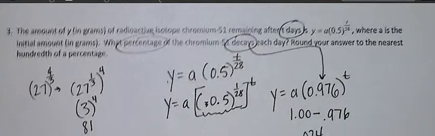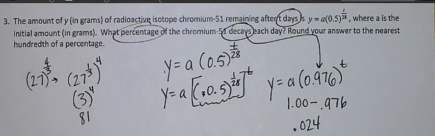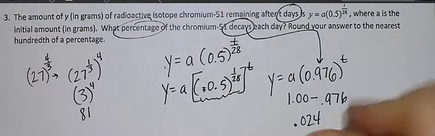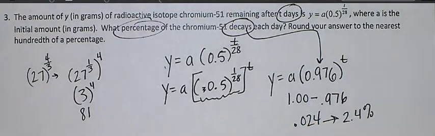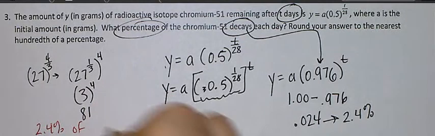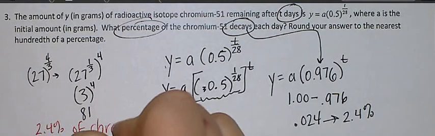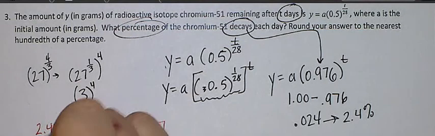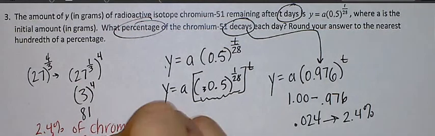Now the last part says what percentage, so we need to turn that back into a percent. Just like we turned the car problem from 0.15 into a 15% decrease, this is a decay of 2.4%. Now we're going to write a statement. So the question is, what percentage of chromium-51 decays each day? So 2.4% of chromium-51 decays each day.